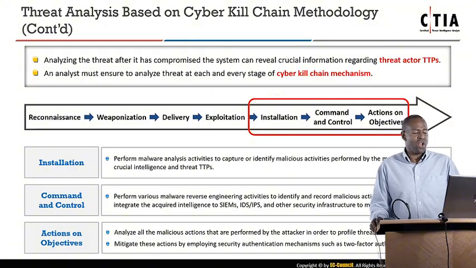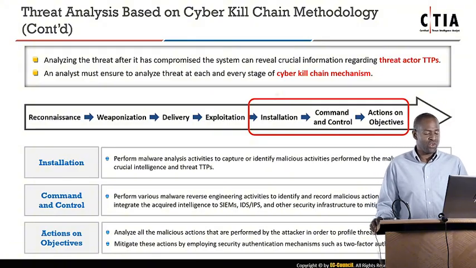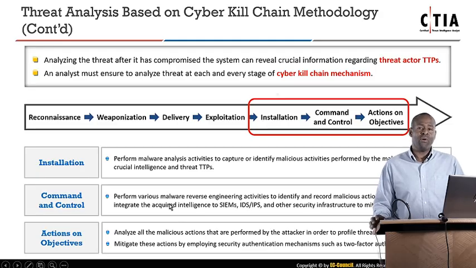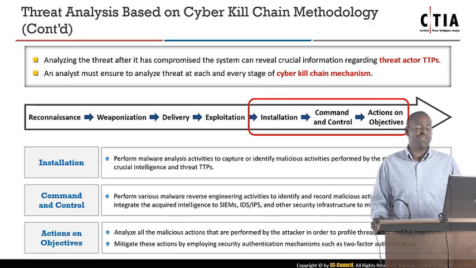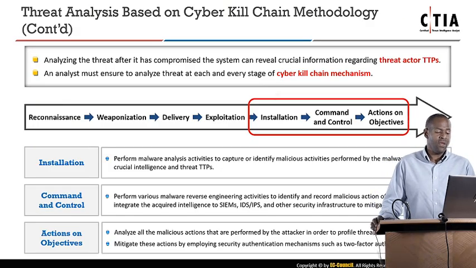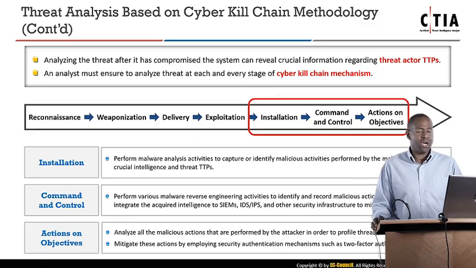If the threat has gone all the way over to command and control, then we are at the point where we need to perform malware reverse engineering. We want to find the source of the malware. We want to reverse engineer it. We want to capture it. What we're going to do now is take this intelligence and engineer it into our SIEMs. We're going to put it into our IDSs, IPSs, firewalls, and other infrastructure so that we can avoid future threats. Lastly, we have action on objectives.